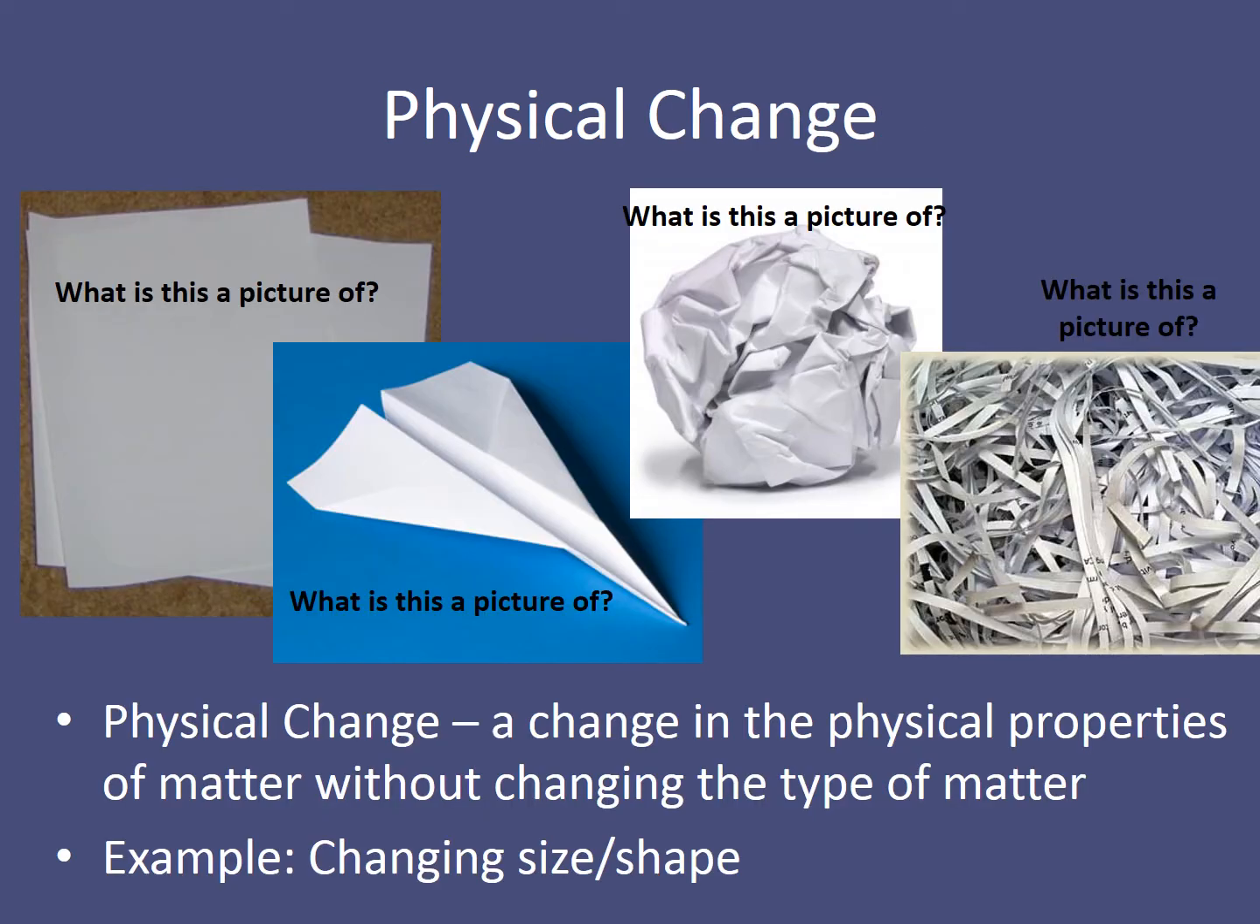Now we need to talk about physical changes, changing the matter, but we're just changing its physical properties. One example of this is changing size and shape. Looking at those 4 pictures, what are they pictures of? Well, they're all different pictures of paper, but what's different about them are their sizes and shapes. They might have different physical properties, like different masses, but ultimately at the end of the day, it's still just paper.